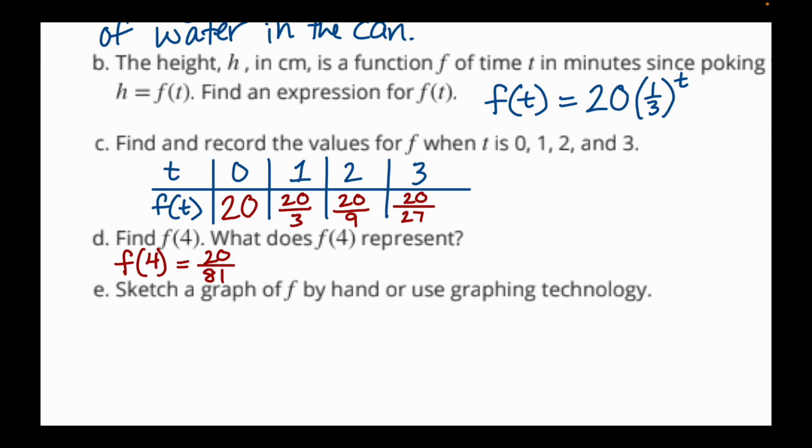But they're also asking us, what does this represent? So we are going to say, after 4 minutes, because 4 represents minutes. So after 4 minutes, the height of the water is.